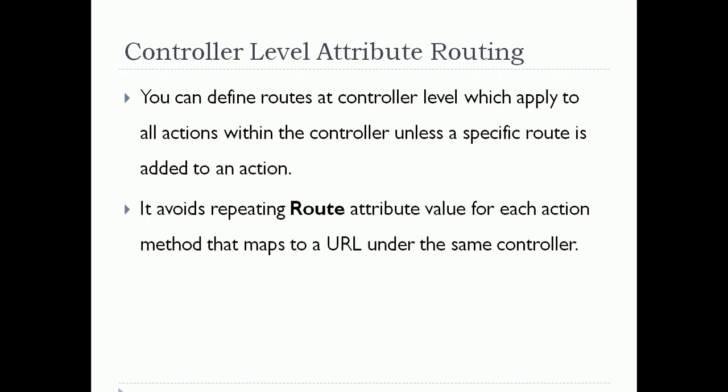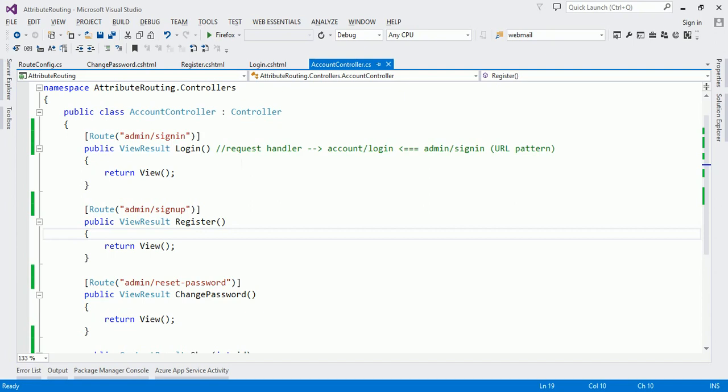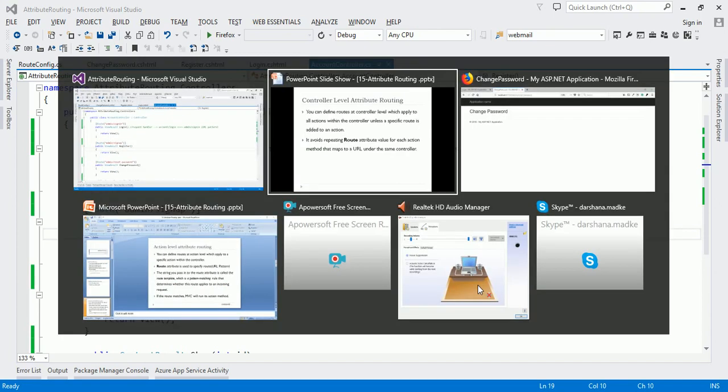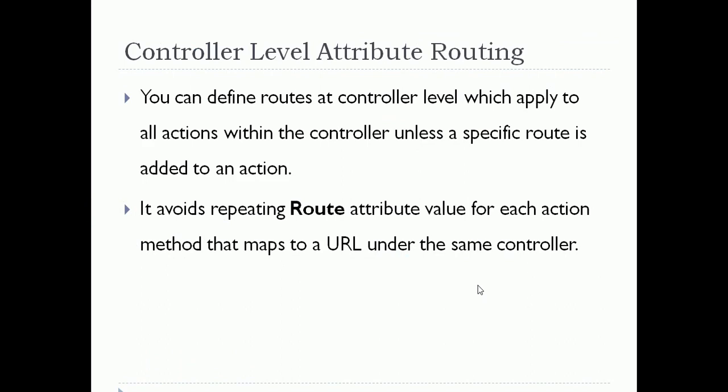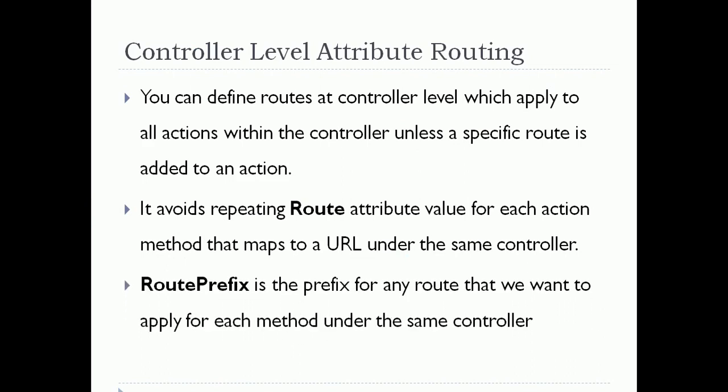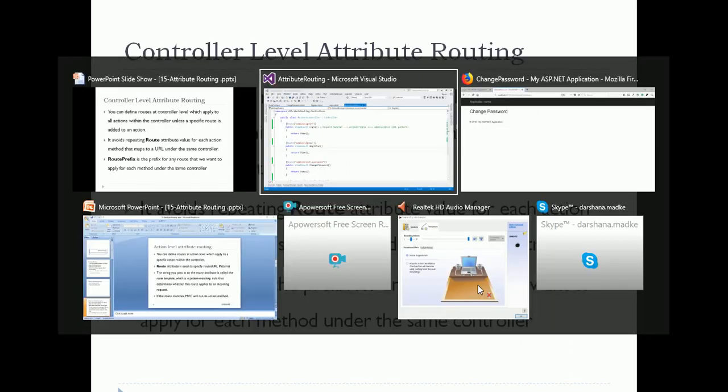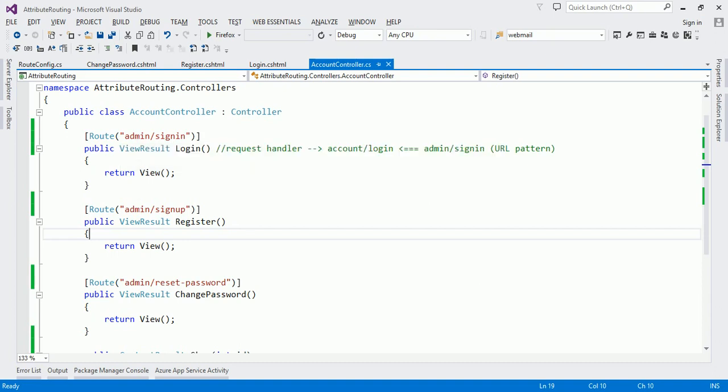Okay, in our example, we are writing admin, admin, admin again and again. So if your values are the same, then you can take the help of controller-level attribute routing. For controller-level attribute routing, we have to use the RoutePrefix attribute. As the name suggests, it will hold the prefix value. As you can see here, the prefix of all our routes is what? Admin. So instead of writing it again and again, what will I do?